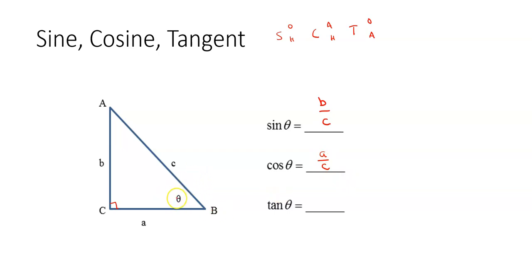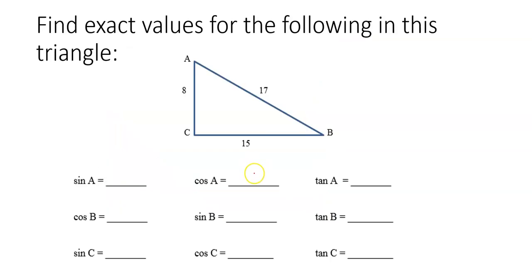The hypotenuse is C. And then tangent is opposite over adjacent. Tangent is the one of those three trig ratios that does not involve the hypotenuse at all. It's the opposite leg, which is B, over the adjacent leg, which is A. All right, so sine is opposite over hypotenuse, cosine is adjacent over hypotenuse, tangent is opposite over adjacent. Well, that's good. Can we apply this to something?